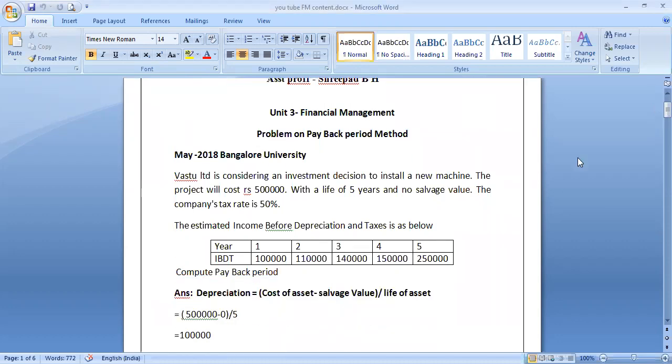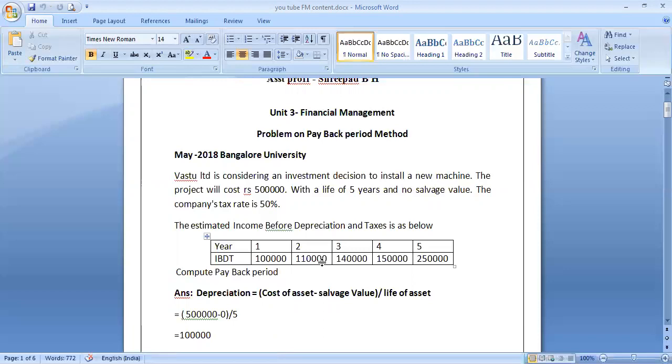Now, compute using the payback period method, we have to suggest how much time period it will take to pay back the money of the project. So initial investment is 5 lakh rupees and the cash flow is for the 5 years. No salvage value is given.